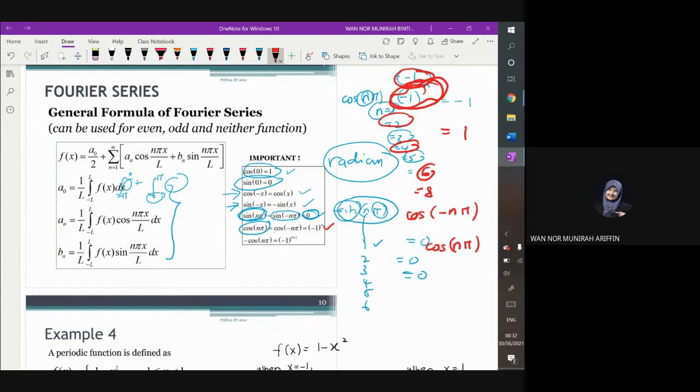This knowledge is very important whenever you try to substitute the limit. So, be careful, cos negative n pi will always be cos n pi. Remember, I have repeated this many times. Please remember and do not make the mistake when you try to substitute the limit. Cos negative n pi is cos n pi.